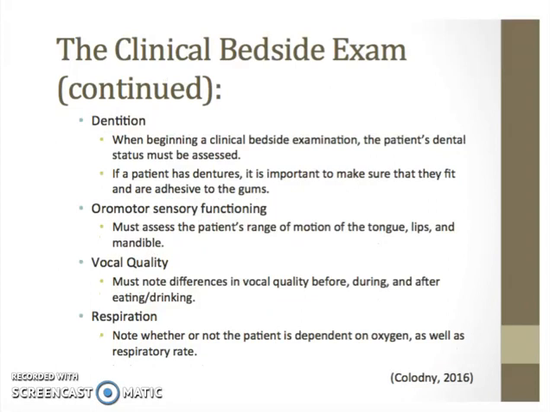Dentition is important to consider. The status of their dentition. If they have dentures, it's important to make sure that they fit and they're adhesive to the gums. Their oromotor sensory functioning. So you must assess their range of motion of the tongue, lips, and mandible. Their vocal quality. It's important to note if there's any changes before, during, and after eating and drinking. And their respiration, if they're on oxygen, as well as their respiratory rate.